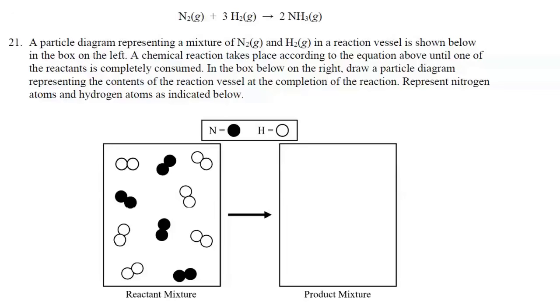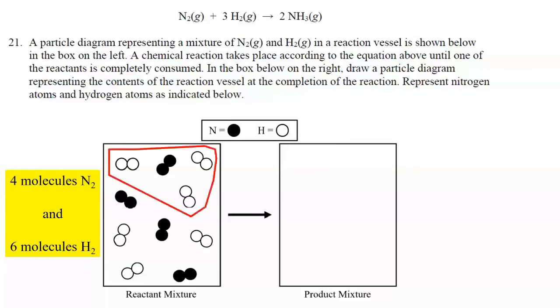Topic 4.3 is entitled Representations of Reactions, and here we see a balanced equation between nitrogen and hydrogen to produce ammonia, NH3, and we see a particle diagram on the left representing the reactant mixture, which contains 4 molecules of N2, indicated by the black circles, and 6 molecules of H2, indicated by the white circles. With respect to the limiting reactant, until we really process this information, we don't know what the limiting reactant is. Let's take a look. In the balanced equation, for every 1 molecule of N2 that reacts with 3 molecules of H2, 2 molecules of NH3 are produced.